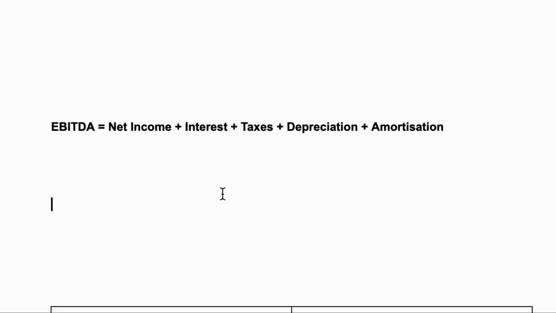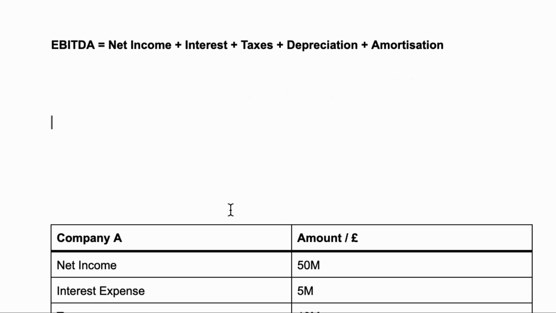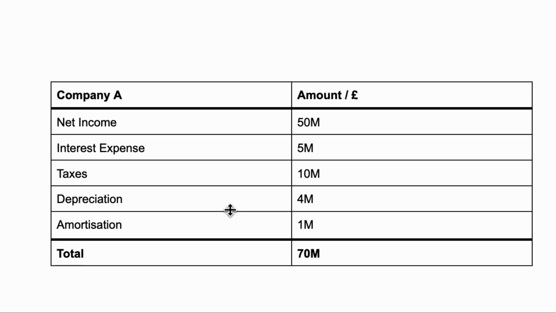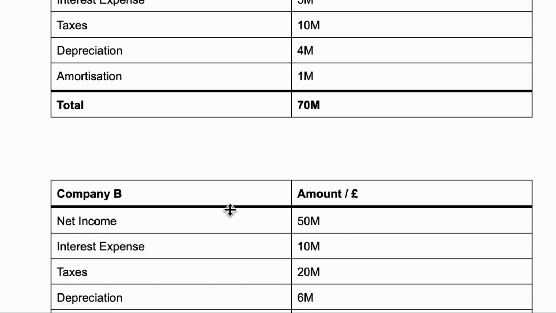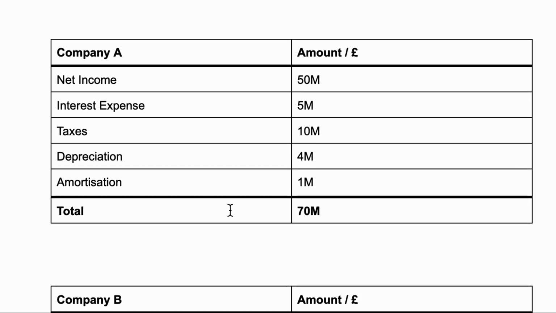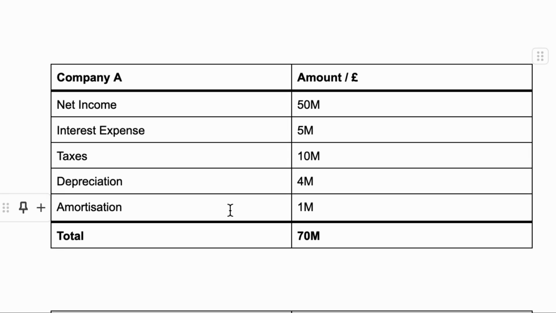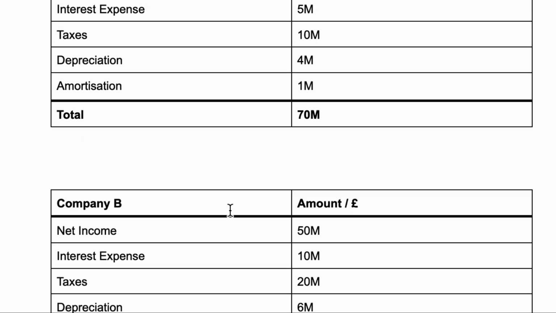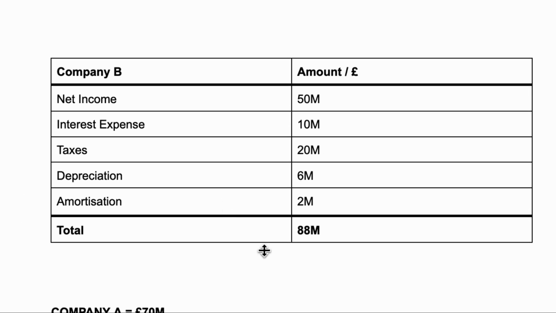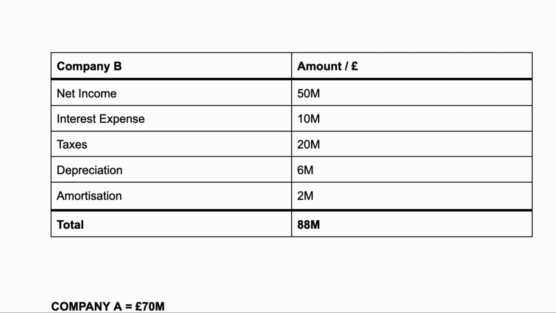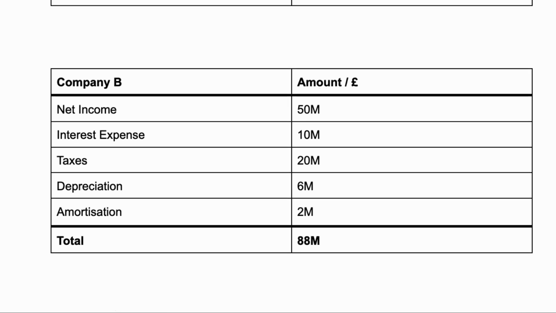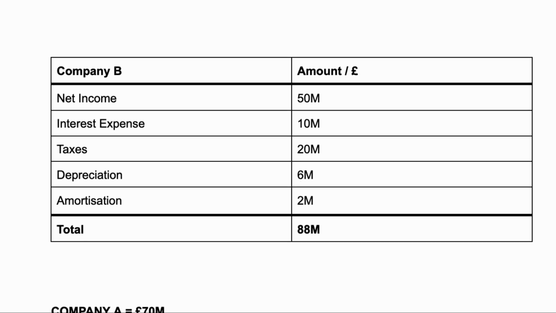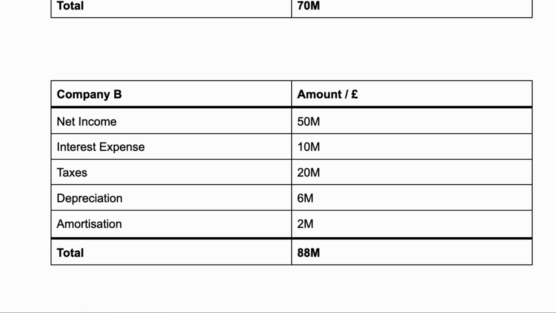So I'll run through an example with you here. For this example, we've got two companies who operate in the same sector, let's say the technology sector, and they initially both have the same net income. Company A has a net income of 50 million. The interest is 5 million, tax 10, depreciation 4, amortization 1. Company B, same net income of 50, but the interest is 10, tax is 20, and then you've got 8 more in terms of the depreciation and the amortization.